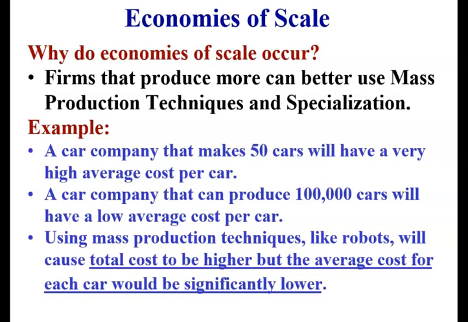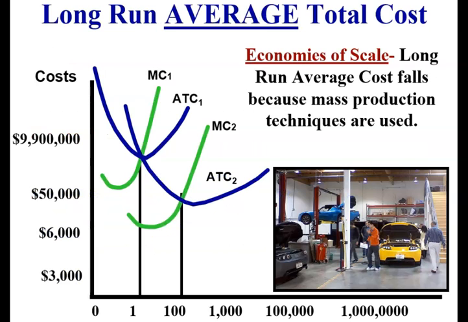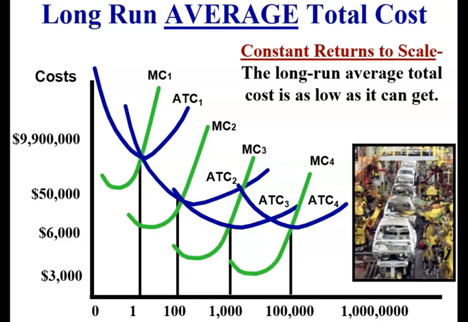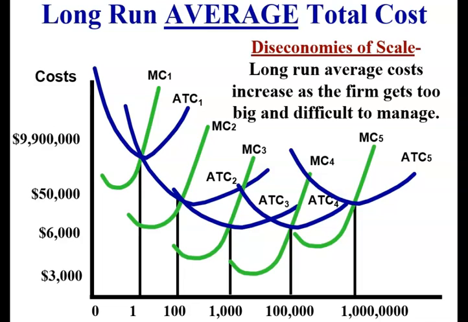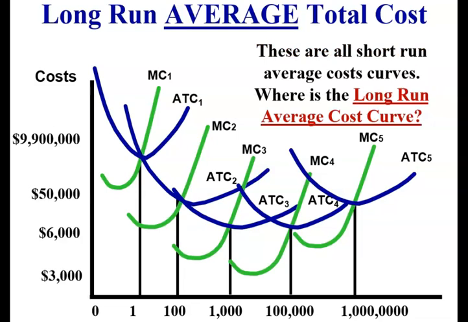Using mass production techniques like robots will cause your total cost to be higher, but the average cost for each car will be significantly lower. The long-run average total cost falls because mass production techniques are used. With constant returns to scale, the long-run average total cost is as low as it can get. And if you have diseconomies of scale, the long-run average costs increase as the firm gets too big and difficult to manage. So this graph shows a bunch of short-run average cost curves.